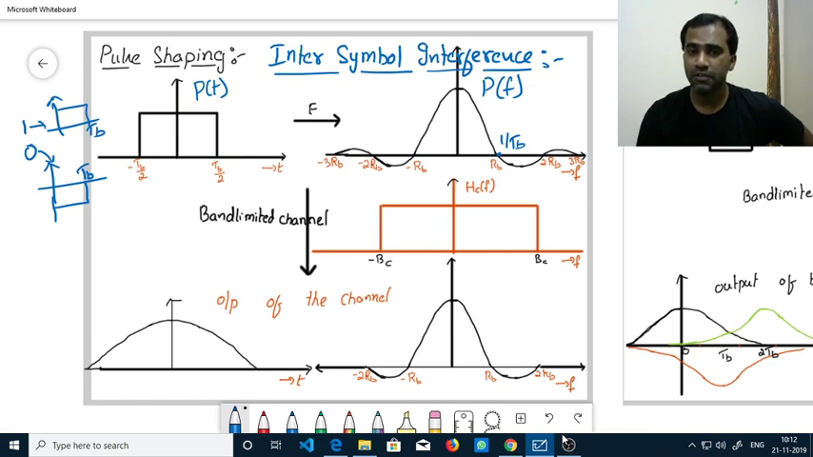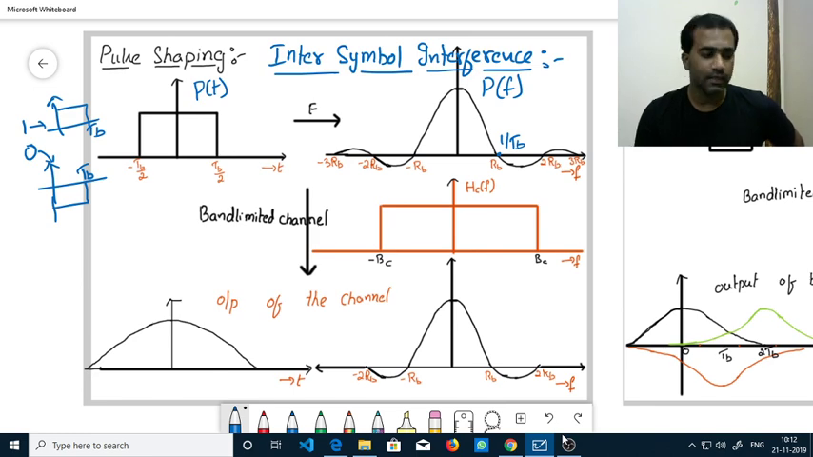If you observe, this sinc function has infinite frequencies. The frequencies range from minus infinity to plus infinity. So the bandwidth of this signal is infinite. If you pass this signal through a band limited channel, what happens? A band limited channel means a limited bandwidth channel. All practical channels are band limited channels only.